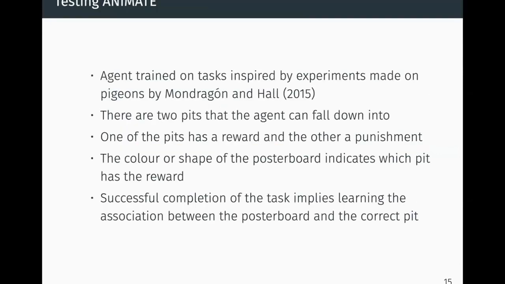So in terms of results, we looked at one experiment that was done by animal psychologists on pigeons. It's taken from the Mondragon et al. paper, where a pigeon receives a stimulus and then has to select either left or right in order to get food. We translated that into the Animal-AI environment by having a poster board that indicates where the agent should go, and then you have two pits on either side, and the agent can fall down into either pit. One of the pits will have a reward, the other will have a punishment.